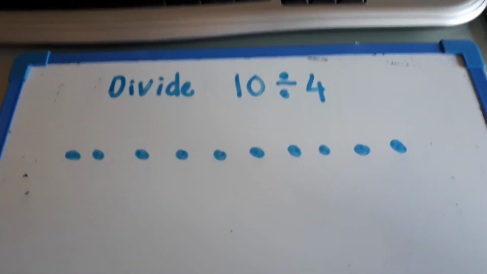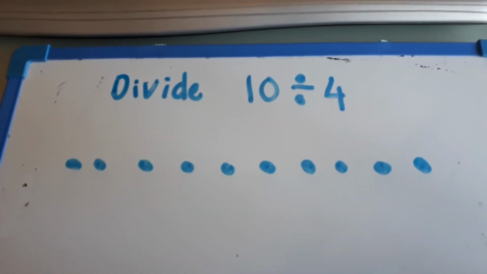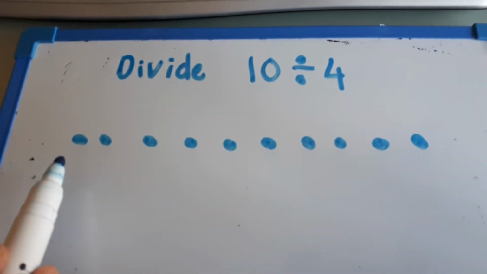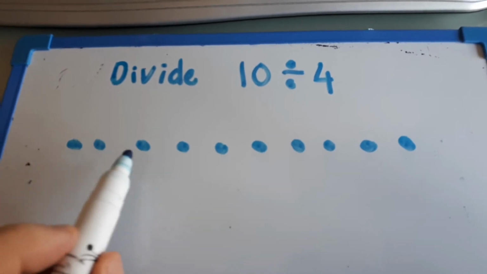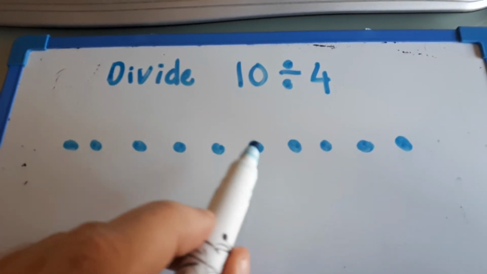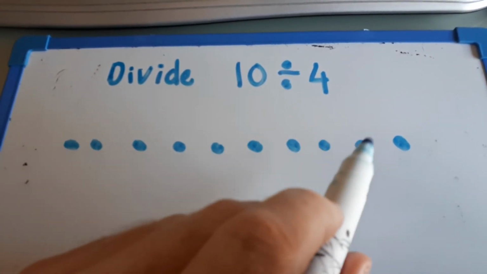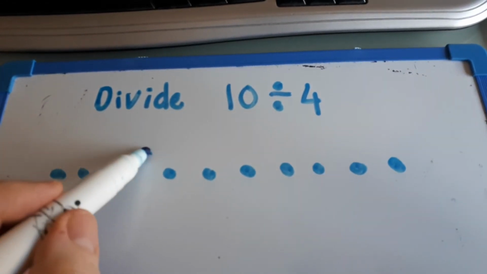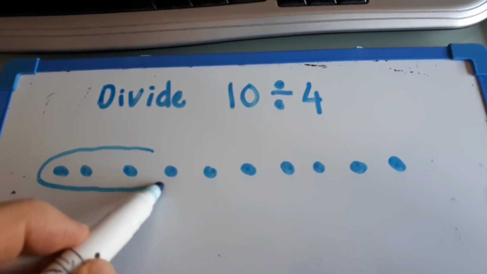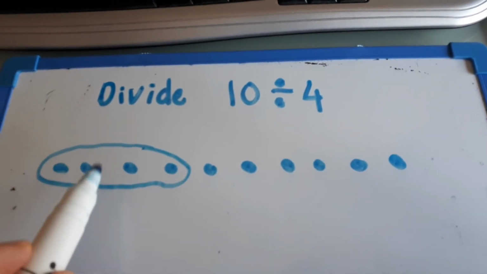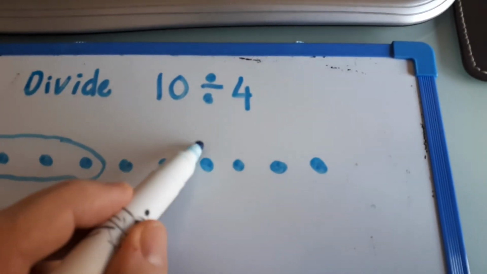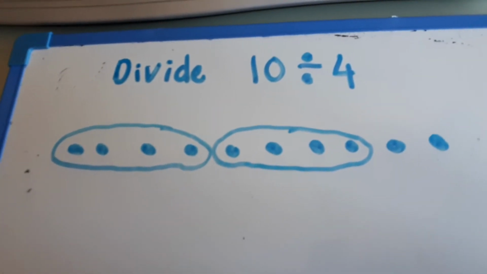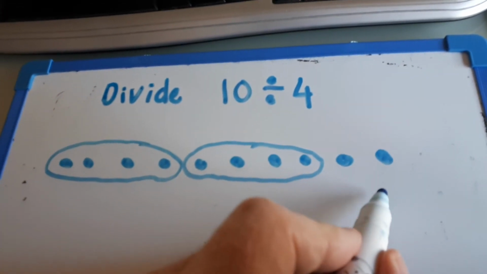Here we have another one. This sum says 10 divided by 4. So let's check that I have 10 dots. 1, 2, 3, 4, 5, 6, 7, 8, 9, 10. I have 10 dots, and I'm going to make groups of 4. So there's a group of 4. 1, 2, 3, 4. Now let's make another group of 4. And now let's make another group of 4.